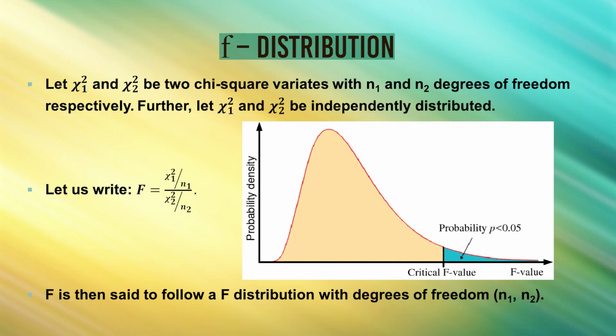And you can see the F distribution's curve on your slide, and it is quite clear or quite evident that it is a positively skewed curve. Again, it varies from 0 to infinity.